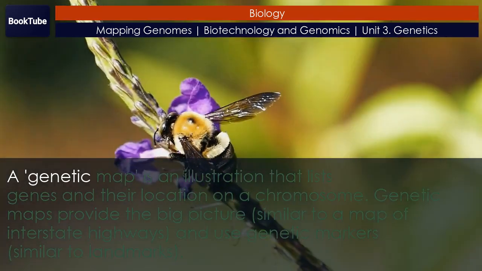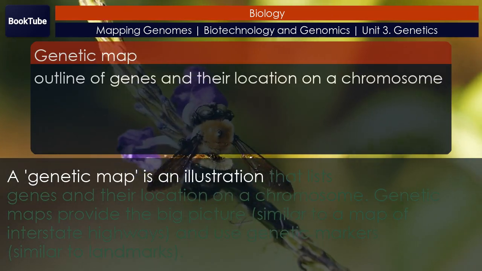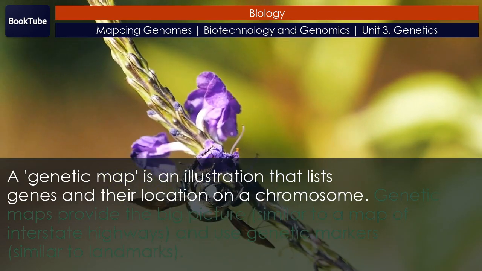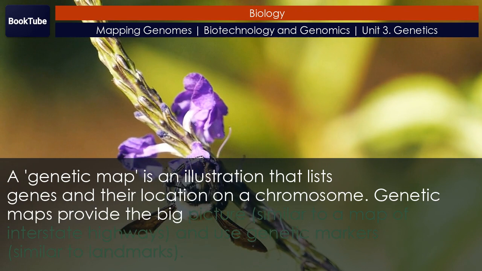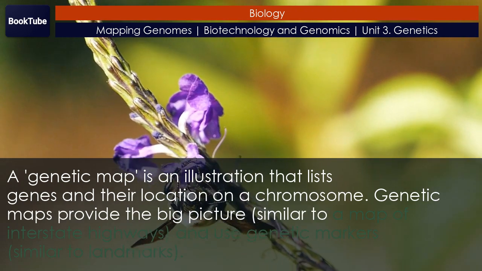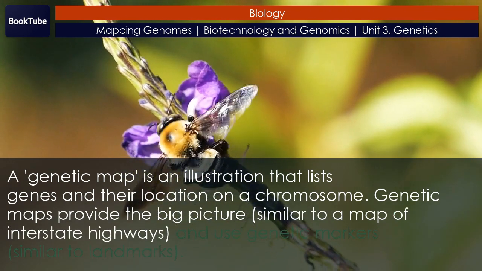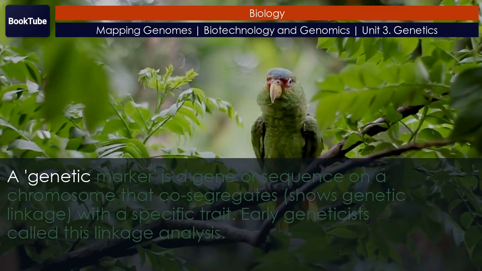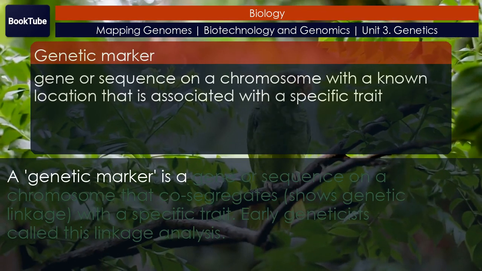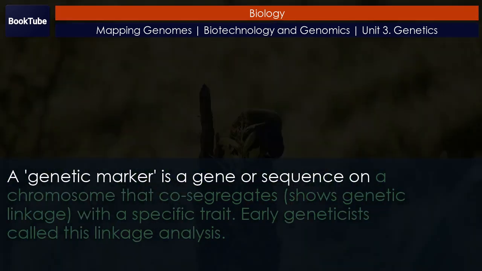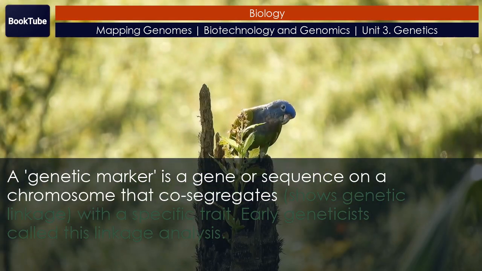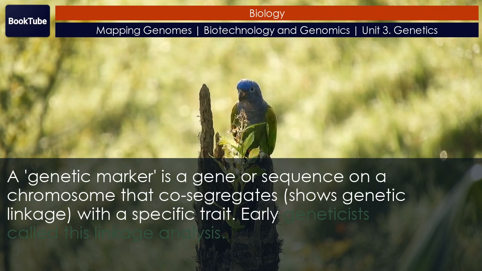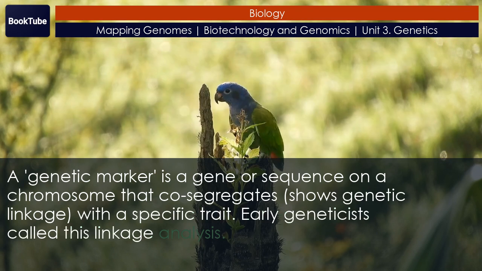A genetic map is an illustration that lists genes and their location on a chromosome. Genetic maps provide the big picture, similar to a map of interstate highways, and use genetic markers, similar to landmarks. A genetic marker is a gene or sequence on a chromosome that co-segregates, shows genetic linkage with a specific trait. Early geneticists called this linkage analysis.